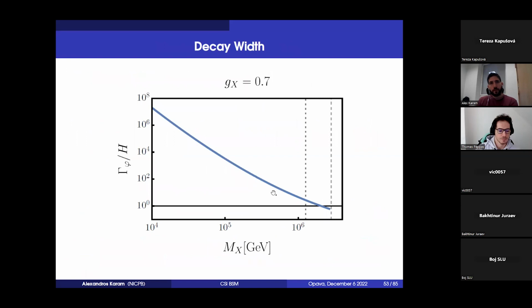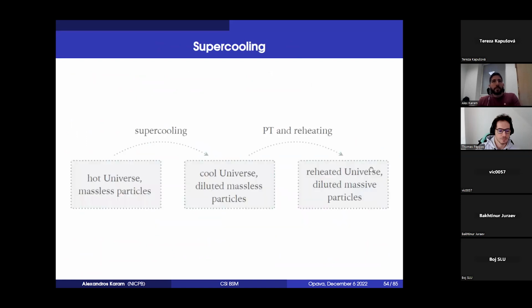Now, what we find in our model using the above analysis is that gamma phi is actually a lot bigger than H in all of the parameter space. You see that the ratio is bigger than 1 for all of the allowed parameter space. This will prove to be really important. So now, because of this supercooling effect, we start with a hot universe with massless particles, but due to the thermal inflation, we end up with a cool universe where the massless particles are diluted. And then after the phase transition and reheating, we have a reheated universe with diluted massive particles.